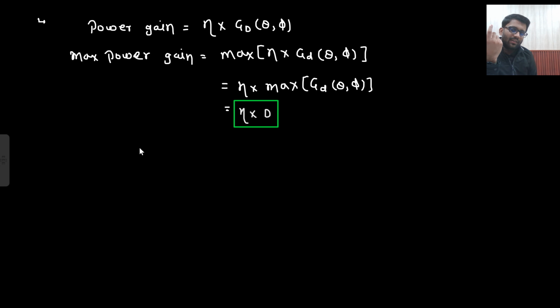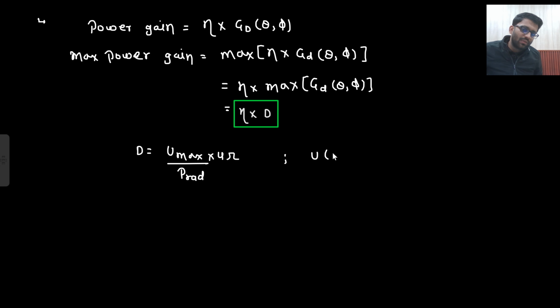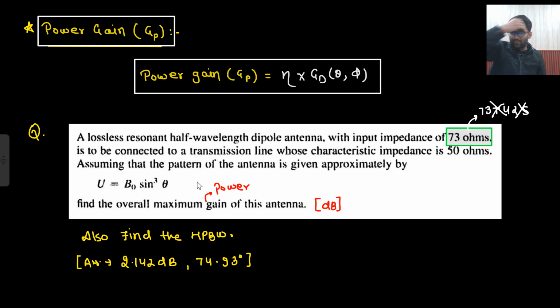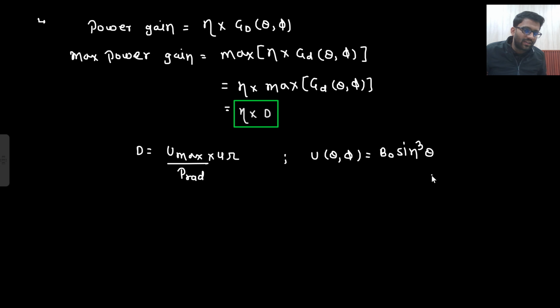And what is directivity? Directivity is U max divided by P radiated into 4 pi. And what is U? U(theta, phi) is B0 sine cube theta. They did not mention the range of theta and phi, so by default we need to take the range. Theta by default ranges from 0 to pi and phi by default ranges from 0 to 2 pi. Okay, so U(theta, phi) is given. So what is your U max here?